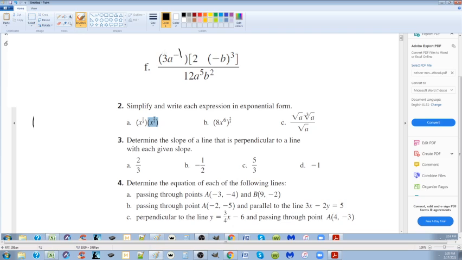And there's no other things. Well, we have 3 and 2. They multiply, and we get 6. So we get 6a to the minus 1 minus b to the 3. Let's look at down below.